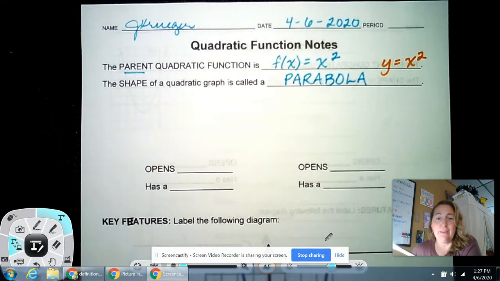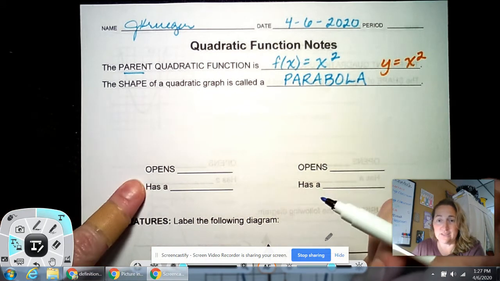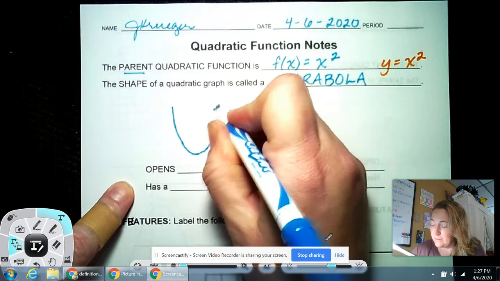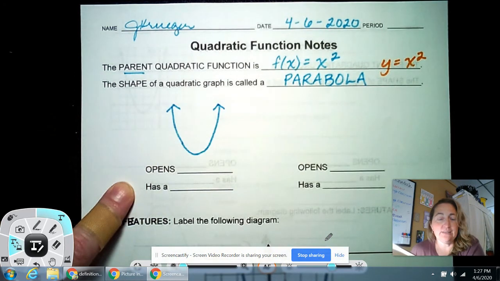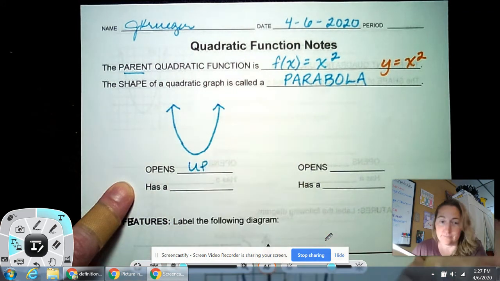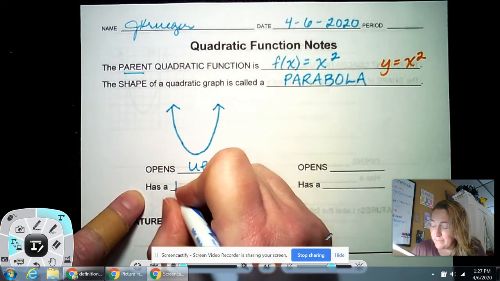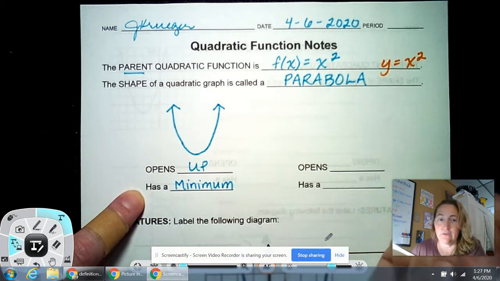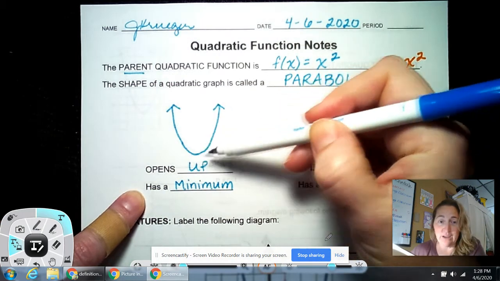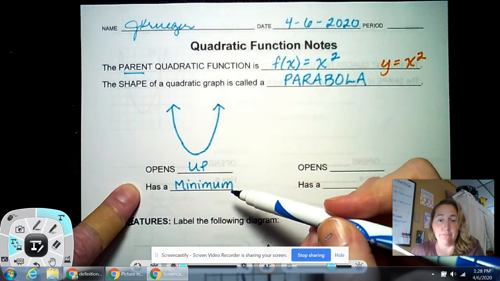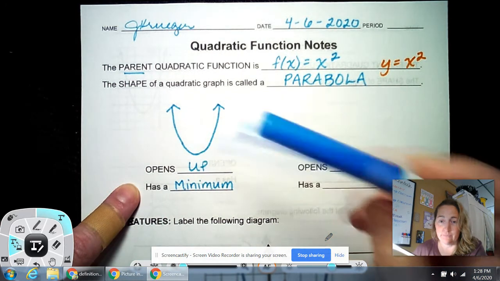Okay, parabola is the shape of a quadratic graph. Okay, and there's a couple of different ways that we can see that parabola. One way looks like this. Okay, so this is a parabola that opens up, and that parabola has a minimum value. Okay, so if the parabola has a U shape where the arrows go upward, then we say that parabola opens up and has a minimum value. It has a lowest value.